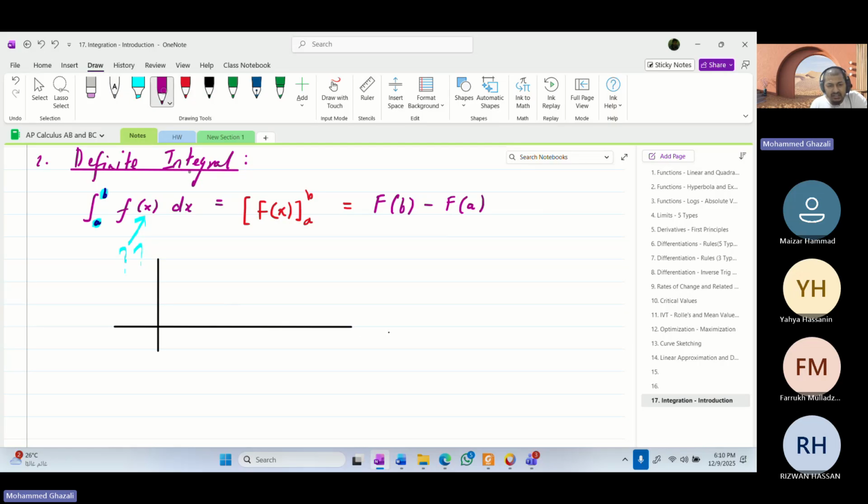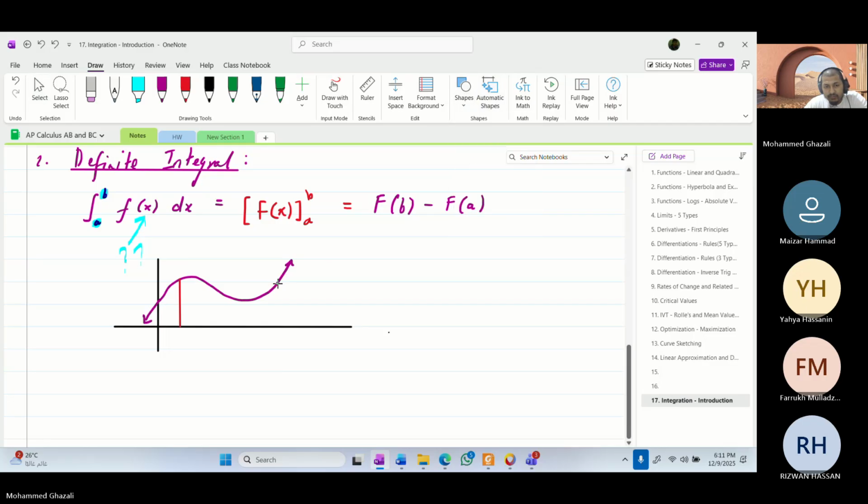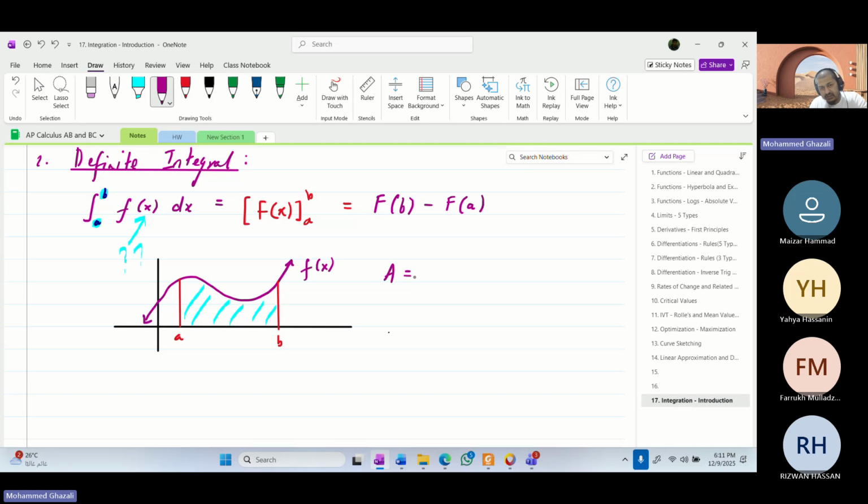If I have a curve like this, or any other curve, maybe a cubic function, and you're trying to find the area between A and B. Now, remember, no geometrical figures can actually solve this. So that's where integration comes in. I want to find the area under the curve, and this is some function f of x. How do we find this? This represents the area. So area is equal to integral a to b of f of x dx.